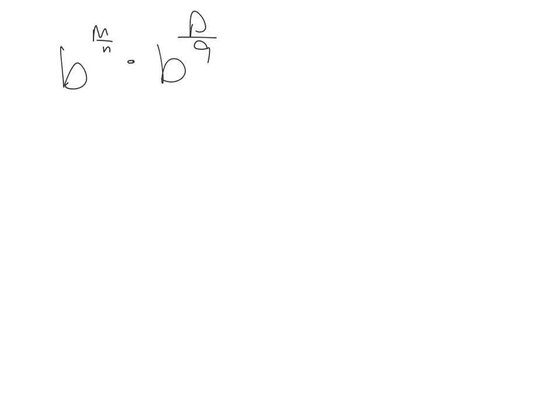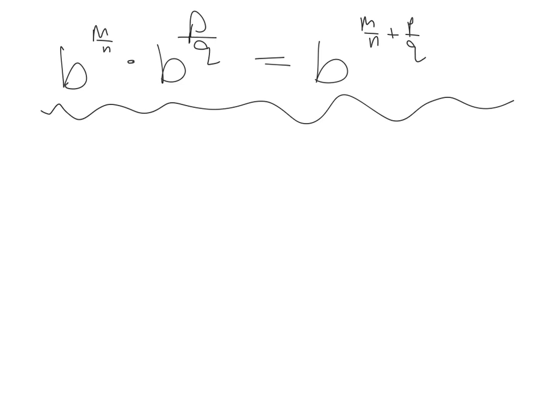P over q, that's a p, equals b to the m over n plus p over q, where you may need to get common denominators, right? But that's not a problem. You guys are good at fractions. Okay, other fun rules you may want to jot down.